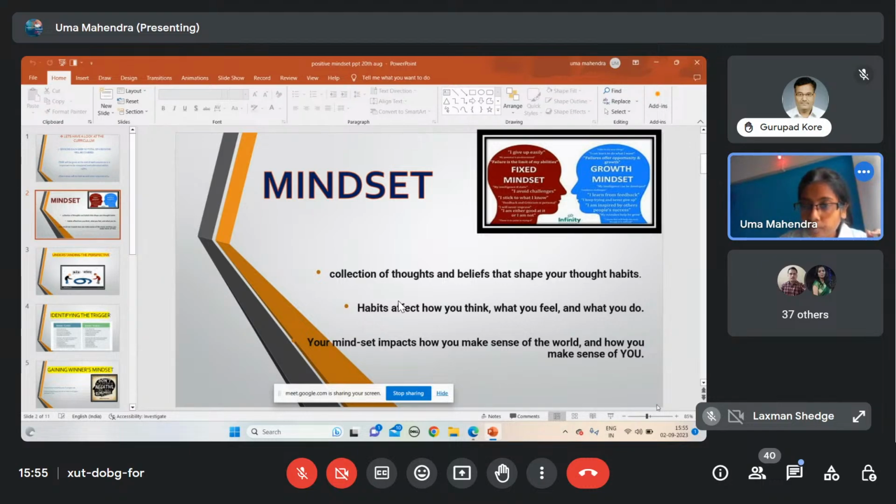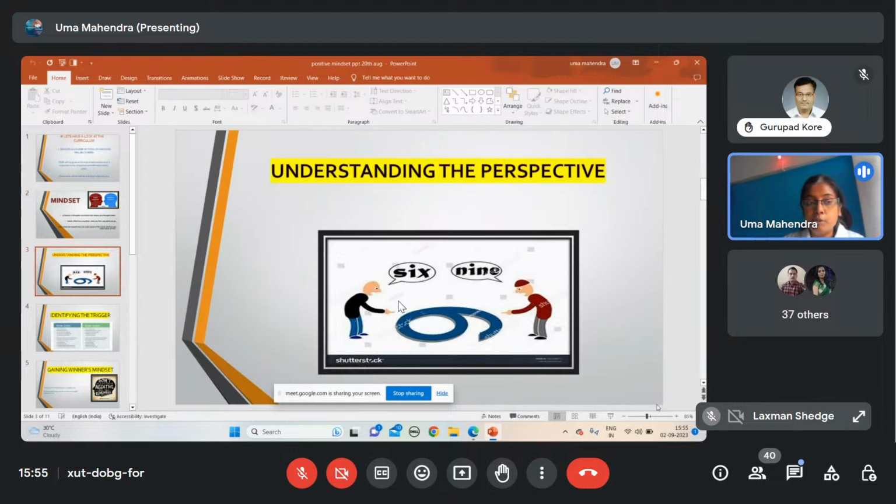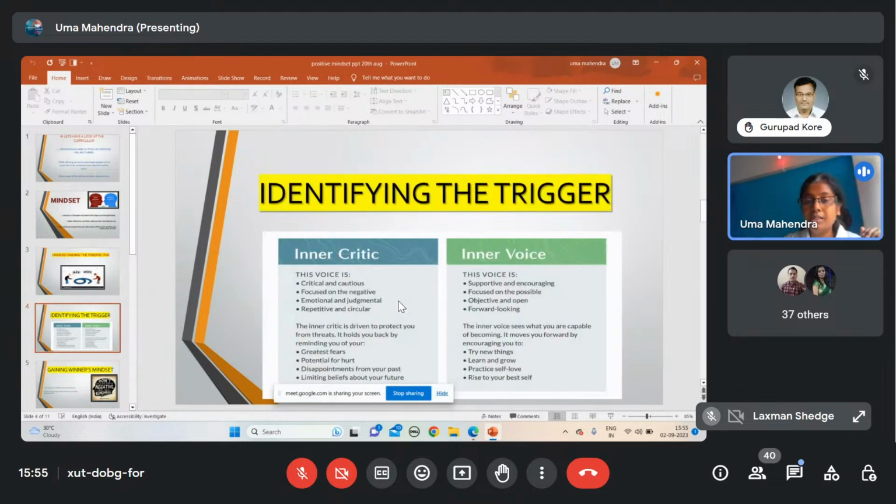The next slide is understanding the perspective. This defines the mindset very clearly, because sometimes when you are in a particular situation and land up in an argument with someone, each and every person sees that situation from their own perspective. When we cannot relate to the perspective of the other person, we land up in an argument. So we need to develop a positive mindset and have patience, understanding that the other person also has some kind of experience and is sharing their logic according to that perspective. That helps us resolve everyday issues in daily life.